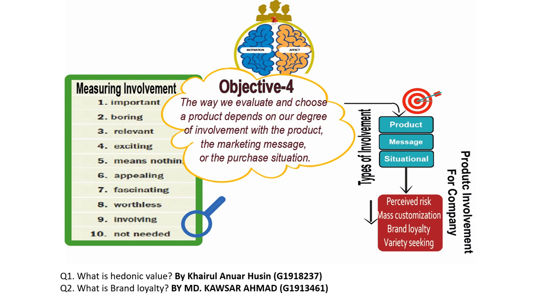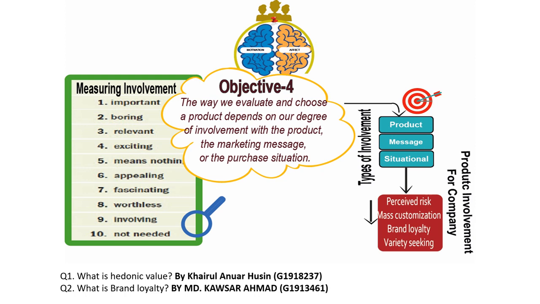And here's the final objective of our chapter presentation. The way we evaluate and choose a product depends on our degree of involvement with the product, the market message, or the purchase situation. The product evaluation process has different categories. Types of involvement are product, message, and situational.